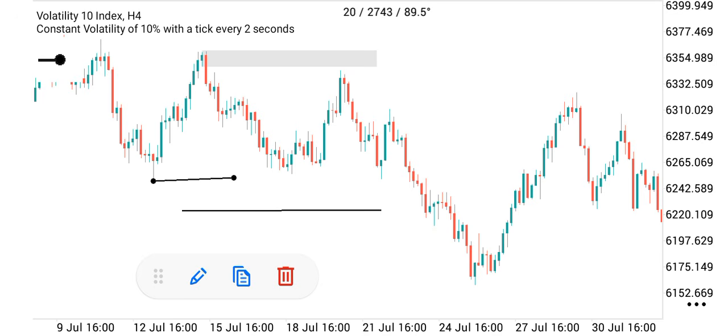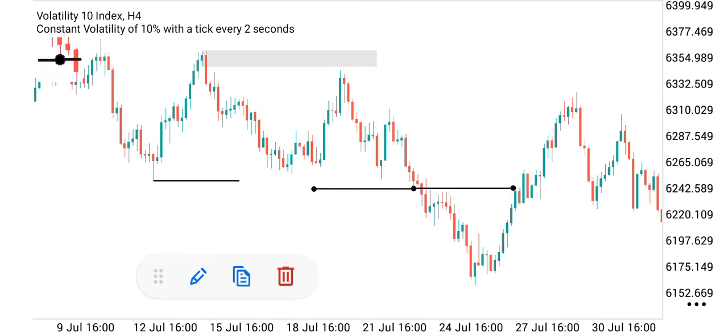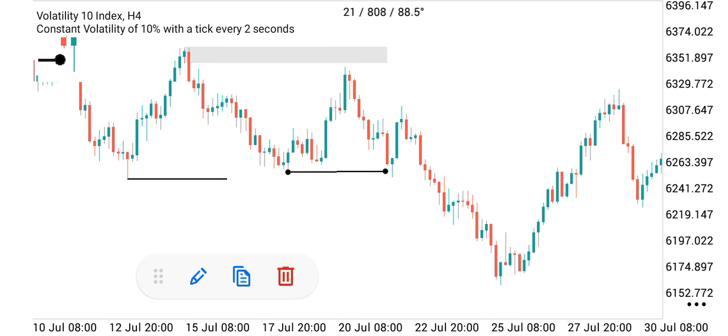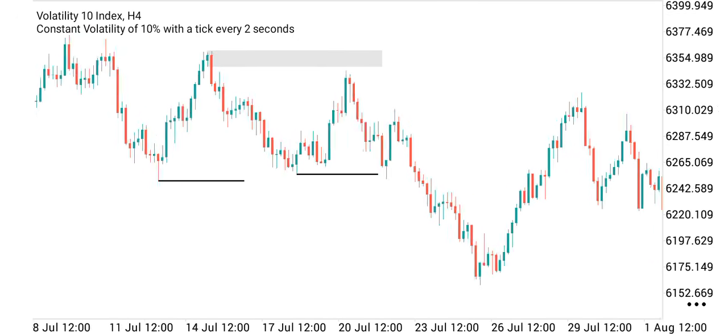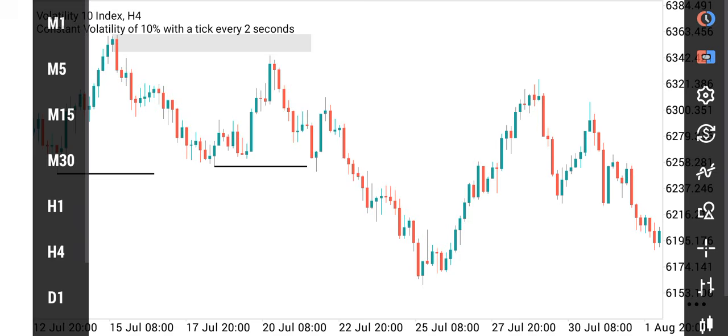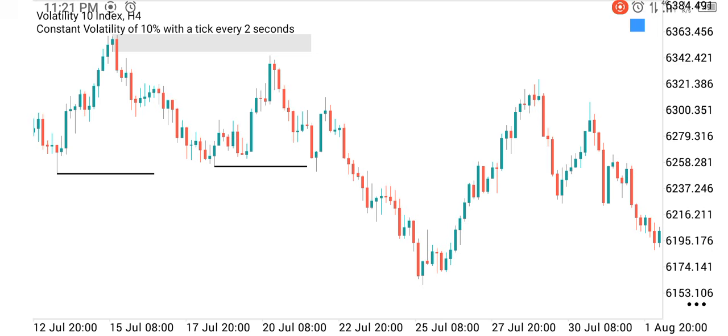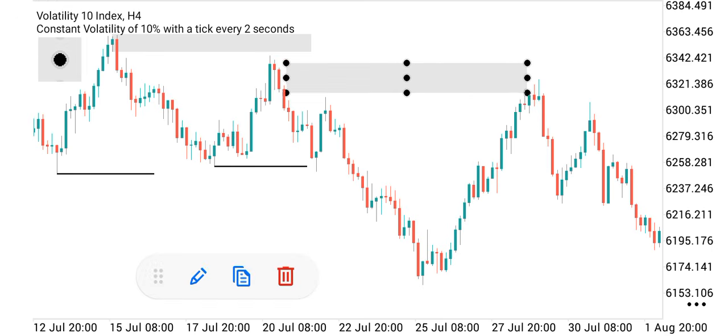This break of structure has already done its work. So I mark my break of structure again to the downward side. So this is it. Another break of structure downward. And what can I see? I can see my order block. This is my unmitigated order block.